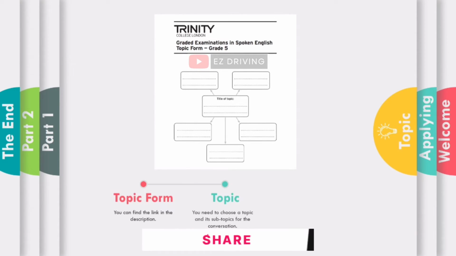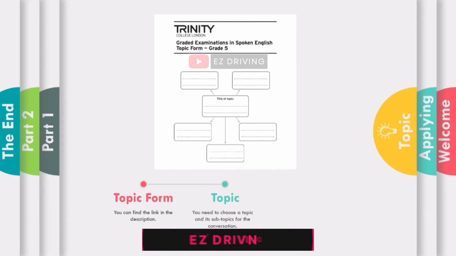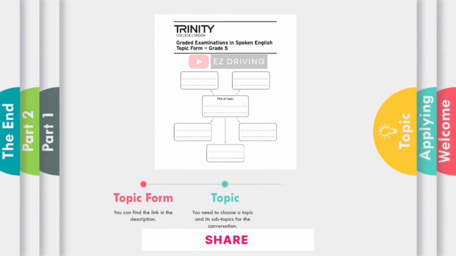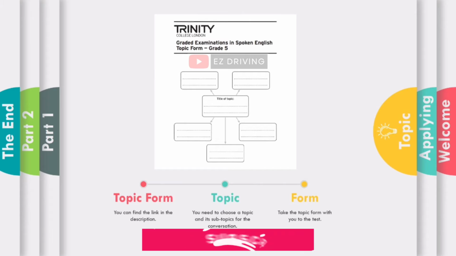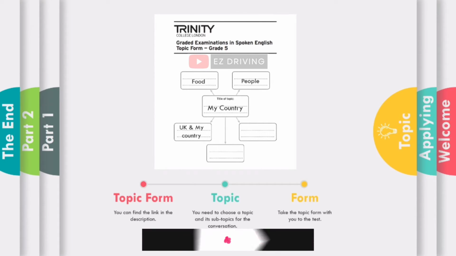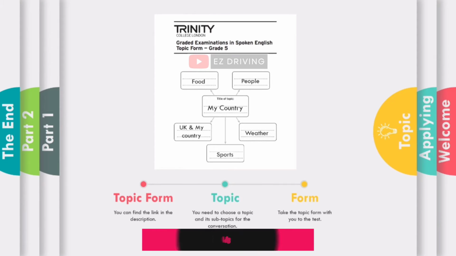You can choose any topic you want, and ideally it should be something that you have a lot of knowledge about and you can talk about during the conversation easily. And next up, you have to take the topic form with you to the test. Just like the ID, the topic form is essential. So I chose the topic, my country, and the subtopics were food, people, UK and my country, weather and sports in my country.